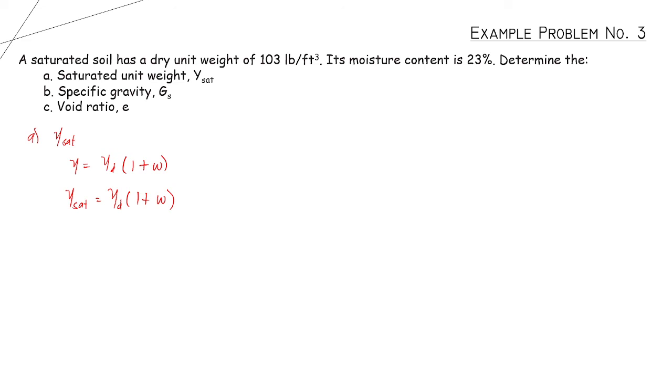So, when it comes to other problems, be very careful, because if there is a given moisture content, unless specified, that is not yet the moisture content of the soil sample when fully saturated. So, saturated unit weight is equal to 103 pounds per cubic feet times 1 plus 0.23. And then, saturated unit weight is equal to 126.69 pounds per cubic feet.